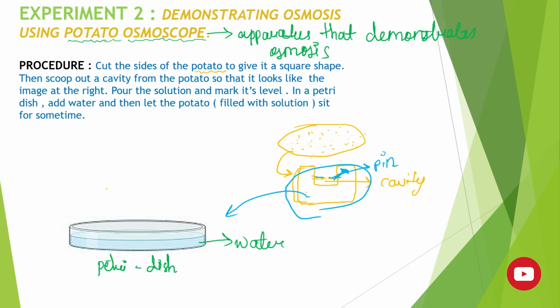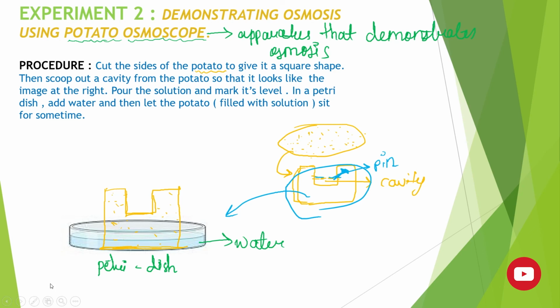But you have to remember one thing, that the potato should dip in the water completely inside the petri dish. So this is the potato. Then this is the cavity that we just now scooped out using a knife. And then we have the square shaped potato like this. We have to peel it definitely. First we have to peel the potato and then give it this particular shape. We have scooped a cavity out.